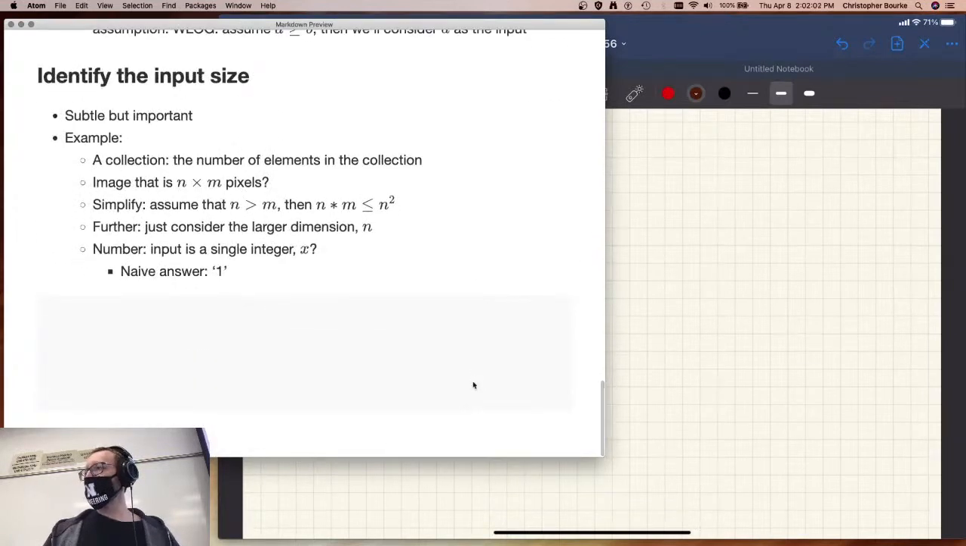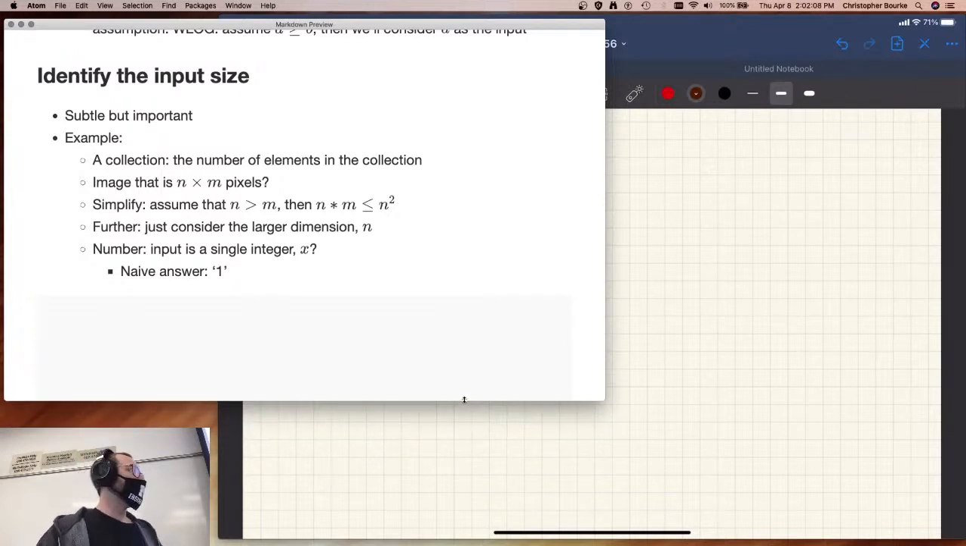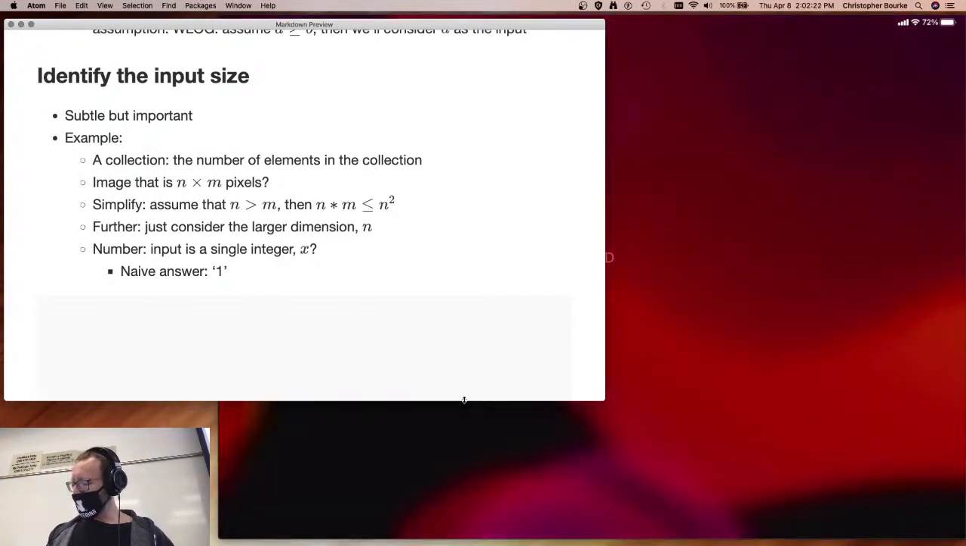So this is where we left off, with identifying the input size. Now, remember that we left off by asking the input of a single integer x, what is its input? And the naive answer is just simply to say 1, because there's only one number, right?